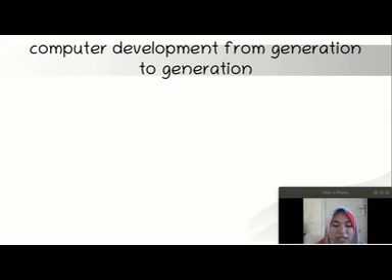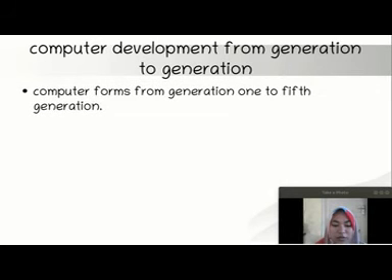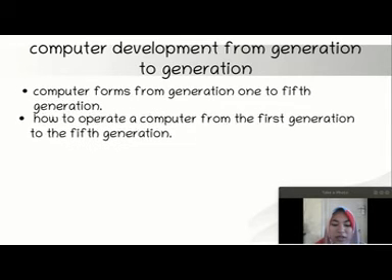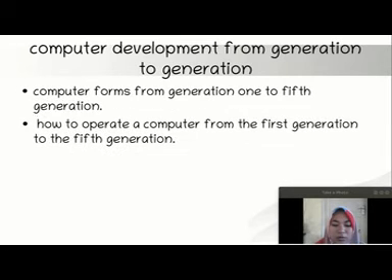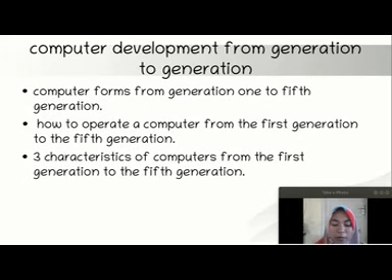Well, let me tell you that I divide my presentation into 3 parts. First, I will explain computers from generation 1 to 5. Second, I will explain how to operate a computer from the first generation to the 5th generation. And the last part is the characteristics of computers from the first generation to the 5th generation. So, let me start by explaining computers from generation 1 to 5.